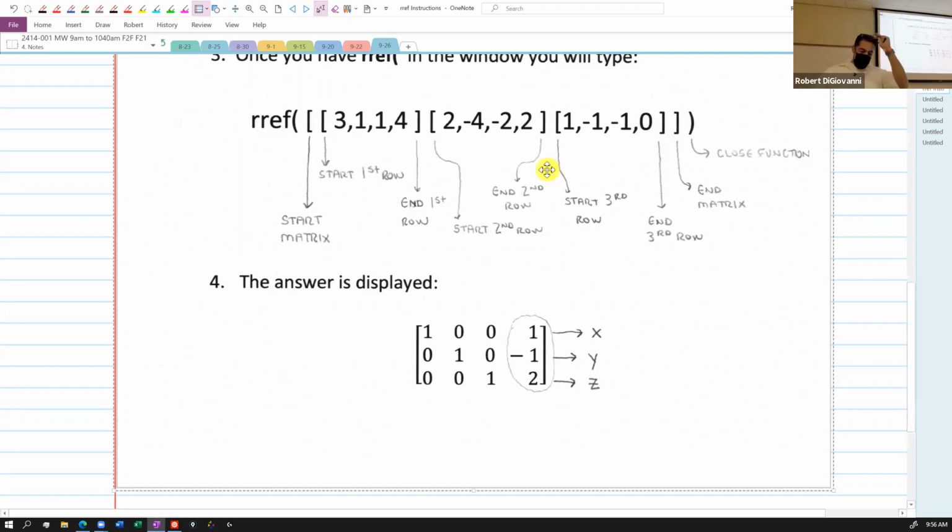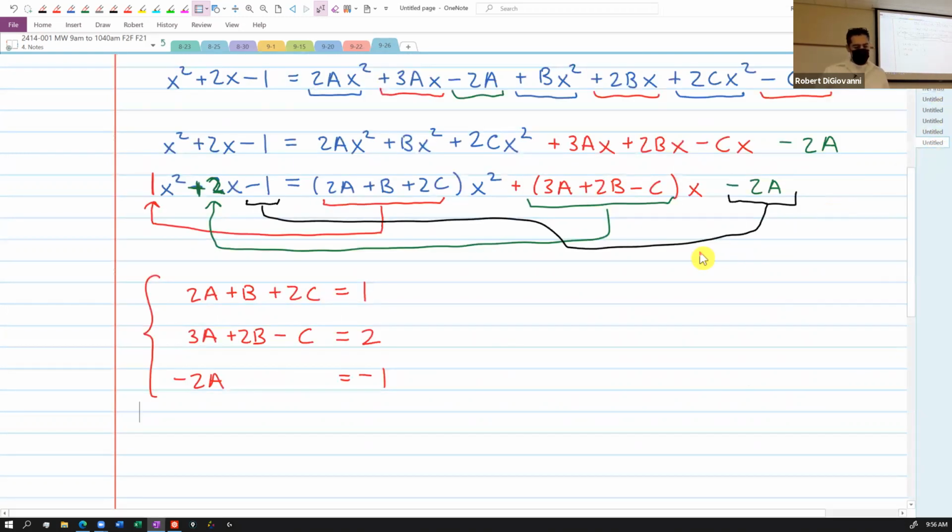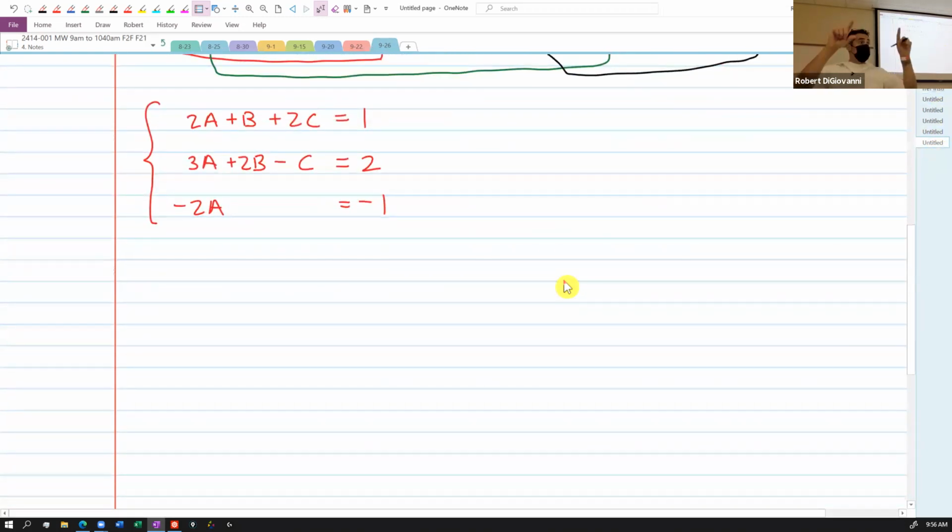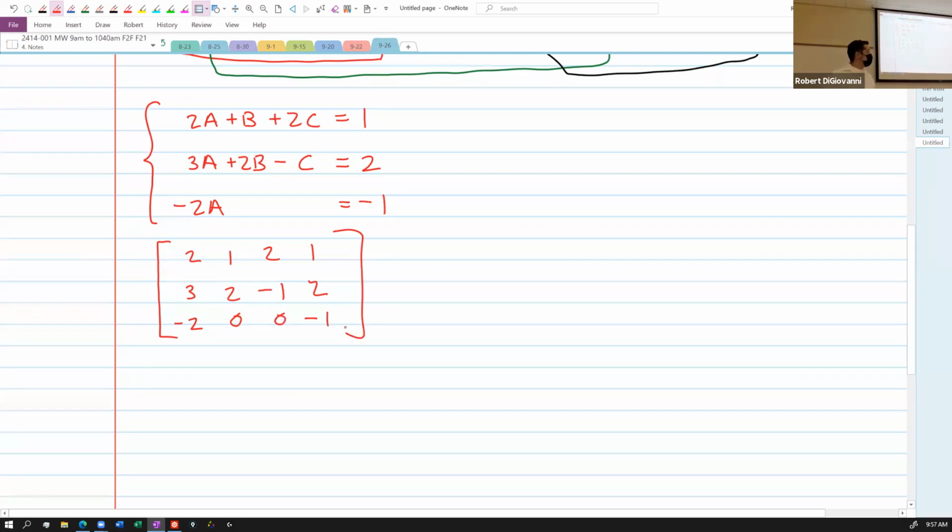I'm going to take this down. I'm going to go back to the problem we were working on. I'm going to go ahead and write down what the matrix should look like. And I'm actually going to write out exactly the way it should be typed in. So 2, 1, 2, 1. 3, 2, -1, 2, -2, 0, 0, -1. That's the matrix. And now in the calculator, it should be R, R, E, F.